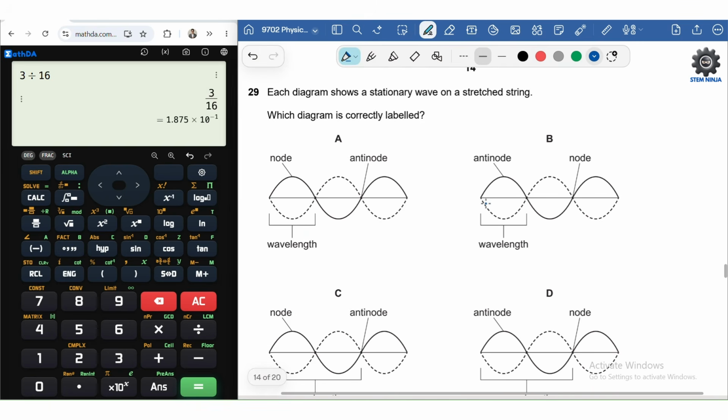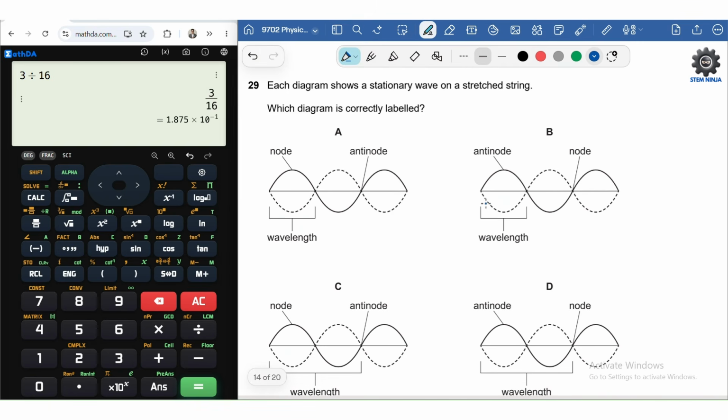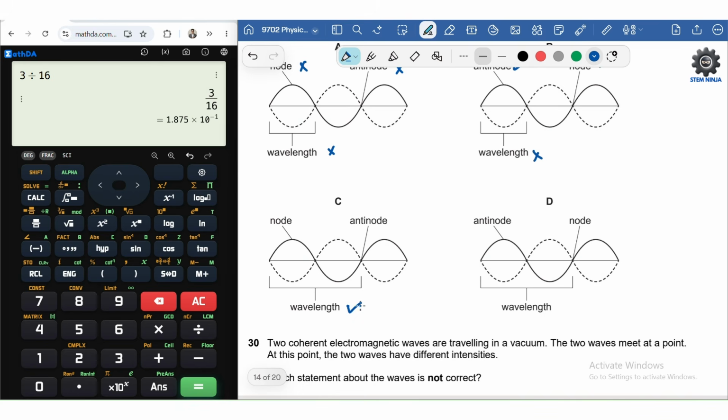Each diagram shows a stationary wave on a stretched string. Which diagram is correctly labeled? Okay, so first off, let's look at the node and the antinode. This is correct. This is node, but wavelength is not correctly labeled. Over here, node and antinode are not correctly labeled, and neither is the wavelength. Over here, wavelength is correctly labeled, but node and antinode are not correctly labeled. Over here, this is your antinode, this is your node, and this is your wavelength, so D is correct.